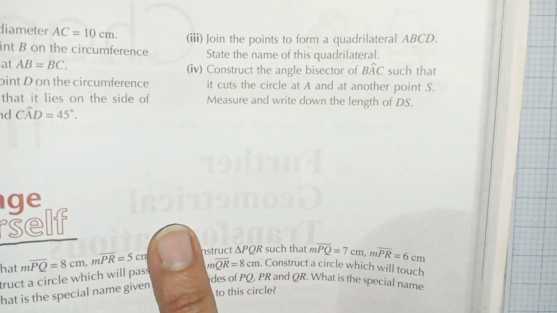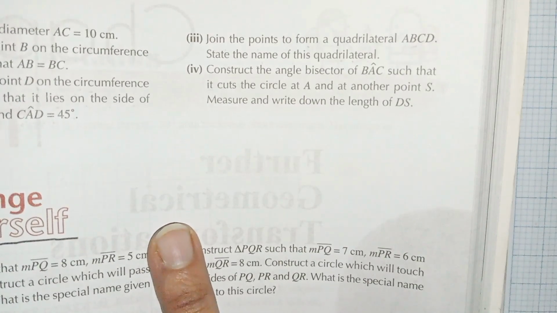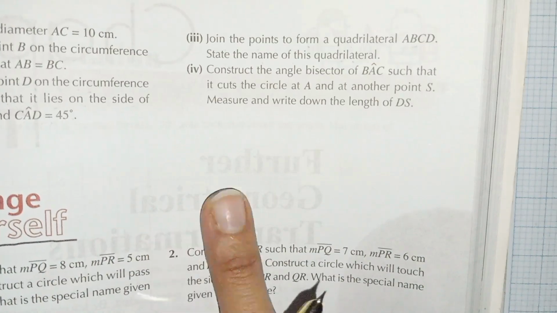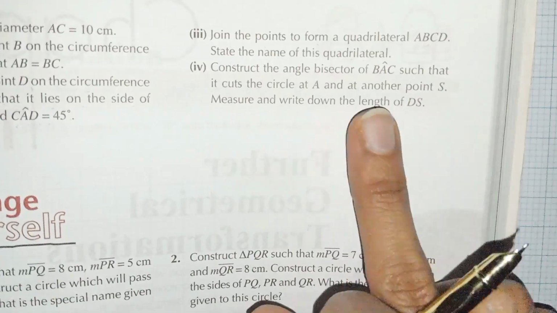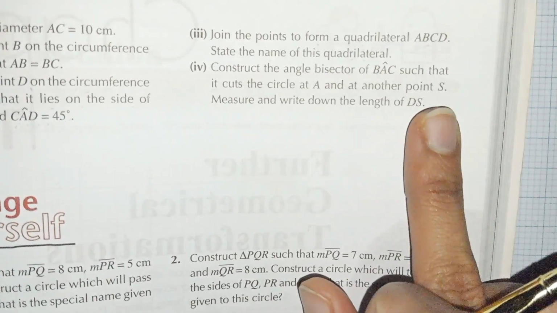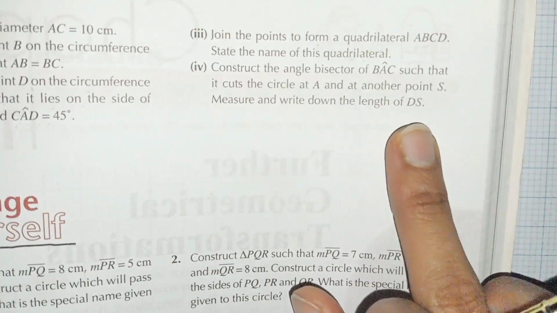Part number 4: construct the angle bisector of BAC such that it cuts the circle at A and at another point S. Measure and write down the length of DS. And now where it cuts, this angle bisector is the point S, and we have to measure its length from D.